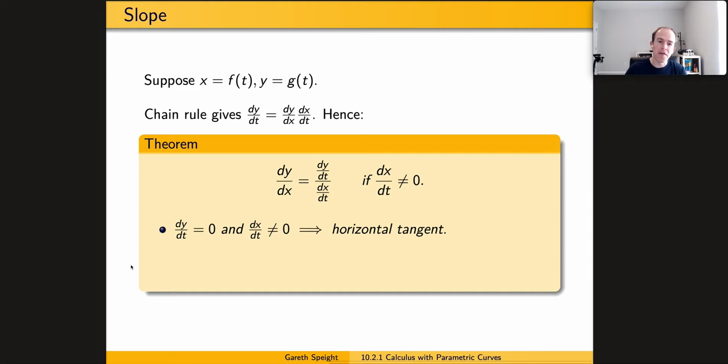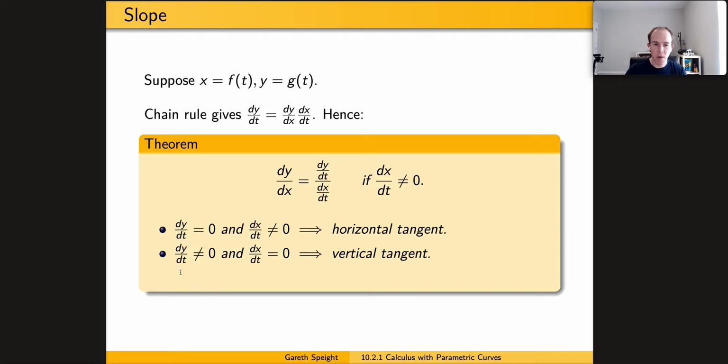A couple of extra points to think about is what happens if either the top or bottom of this fraction is zero. So if dy over dt is zero and dx over dt is not zero, the formula still makes sense in that case. It's a horizontal tangent. We're saying dy dx equals zero, the tangent line is horizontal. So we've seen this before. Another way to think about it is if dy dt is zero, that means we're not going up or down. dx over dt is not zero, that means we are going left and right. So we're going left and right, but not up and down. The tangent is horizontal, which makes sense.